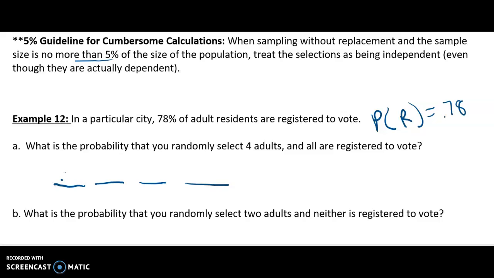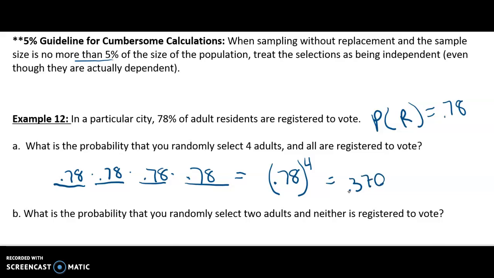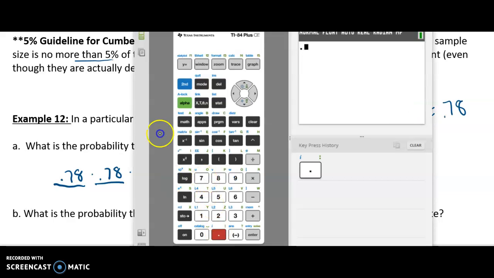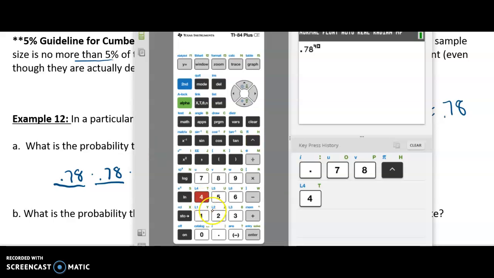So what we'll end up with here is 0.78 times 0.78 times 0.78 times 0.78. An easier way to write that out would be 0.78 to the 4th is the probability of all 4 being registered. That rounds to 0.370. In our calculator, we can type 0.78, and then this caret button is an exponent, and then 4, enter. And that gives us our answer.